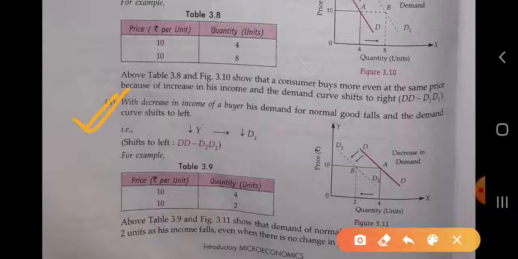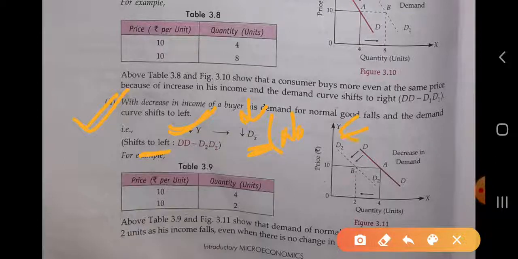Whenever the income of the consumer decreases from 30,000 to 10,000, the demand for the normal good will also decrease for the consumer. In that condition, the demand curve will shift to the leftward. Decrease in the income of the consumer, decrease in the demand for the X commodity. X commodity here is a normal good. Then the curve is shifted to the left.